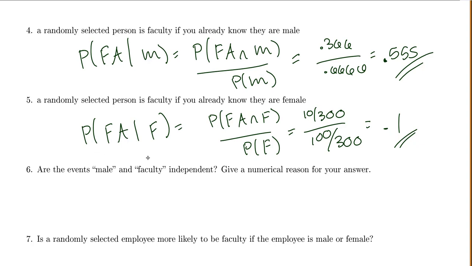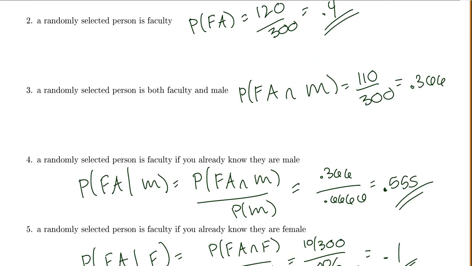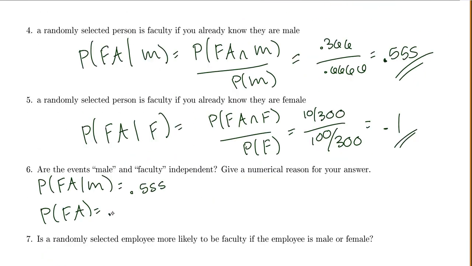Let's see, so 6. Are the events male and faculty independent? Give a numerical reason. So this is where we do our proof. To do this, we would look at a conditional probability. I'm going to do the probability of faculty given male because I calculated that already. And this is equal to 0.555. Now the overall probability of faculty is 0.4. Notice these are not equal.